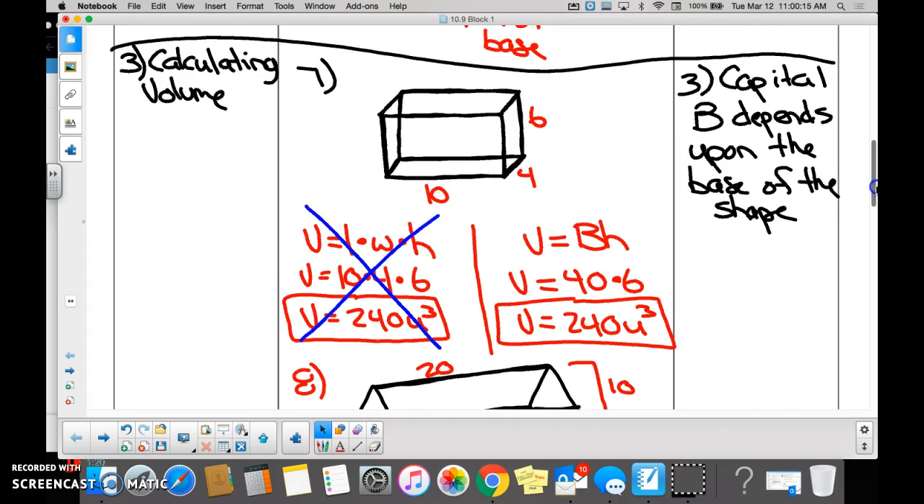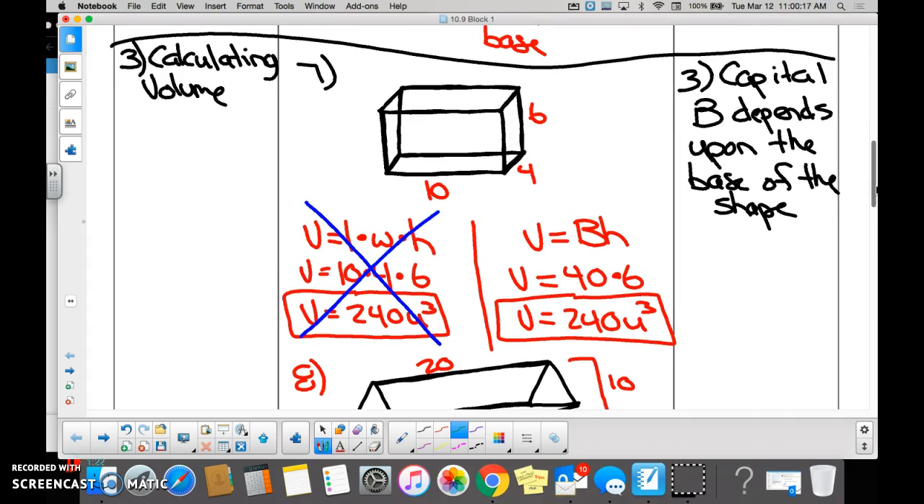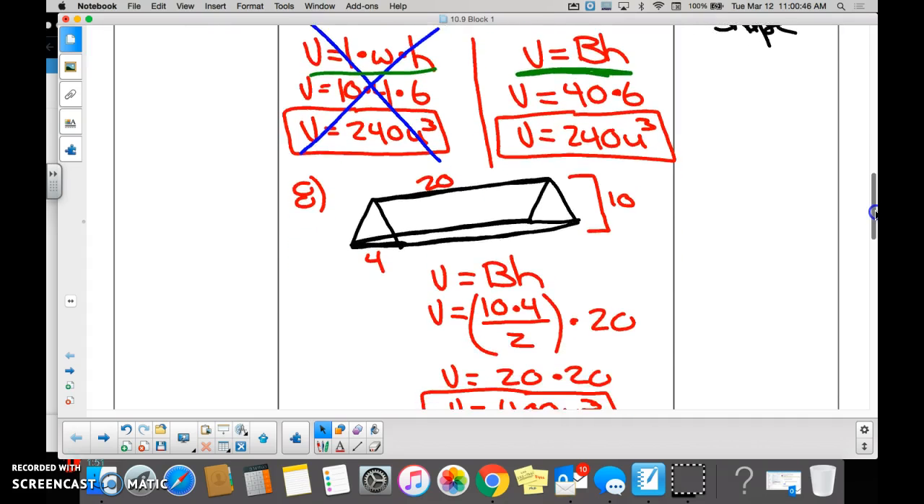For calculating the volume of this rectangular prism, we used length times width times height for the last time in our lives, right? It technically is correct, but only for this. People get confused and use length times width times height for any type of prism. It only works for a rectangular prism. This works for anything that is a prism: area of the base, capital B, times height. So the area of the base is what? 40. And the height is what? 6.